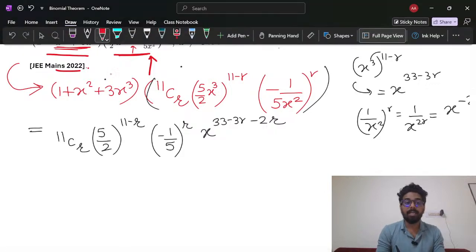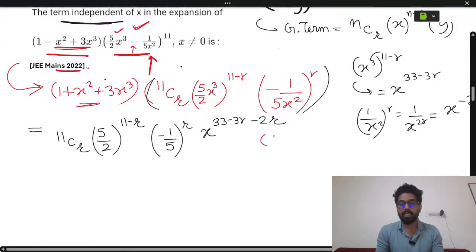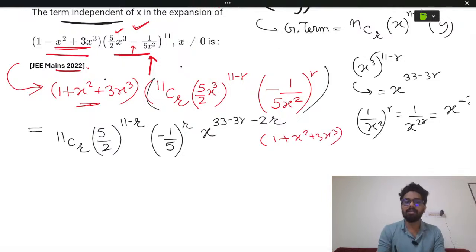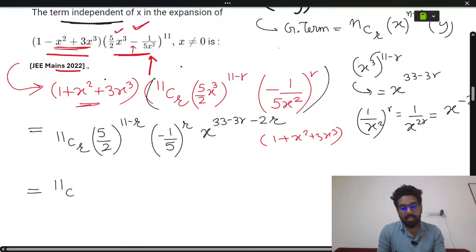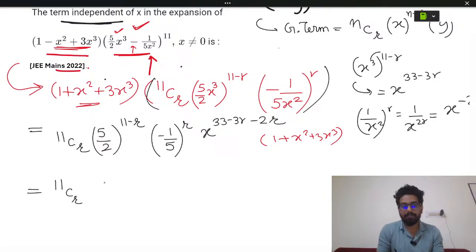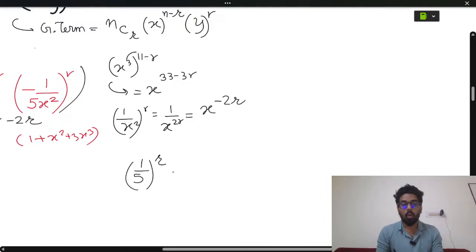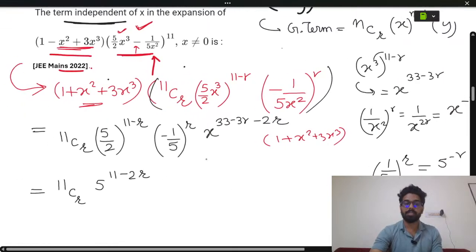Multiply exactly the same thing. So multiply 1 plus x square plus 3x cube. Now we are about to get the answer and we have to make the cases. So this thing will become 11Cr into, now you can also deal with this, it's like 5 to the power 11 minus 2r. How? Minus r, and see, same thing, 1 upon 5 whole power r is 5 to the power minus r. So same thing over here.